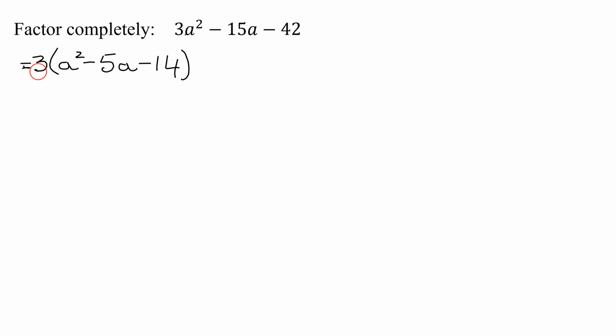So now I've factored out my greatest common factor, and now I'm going to work on factoring this trinomial. It's going to be a lot easier to factor a squared minus 5a minus 14 because the numbers are a lot smaller than in the original problem. So now how do we factor trinomials?